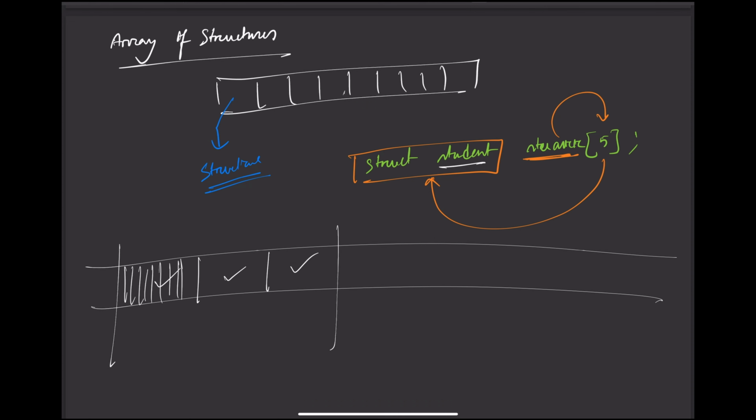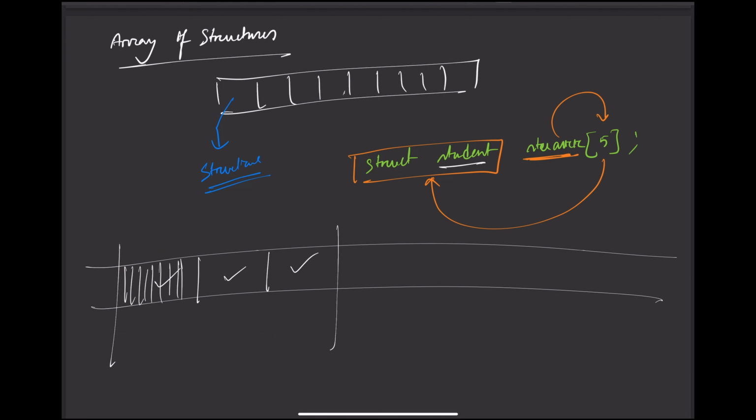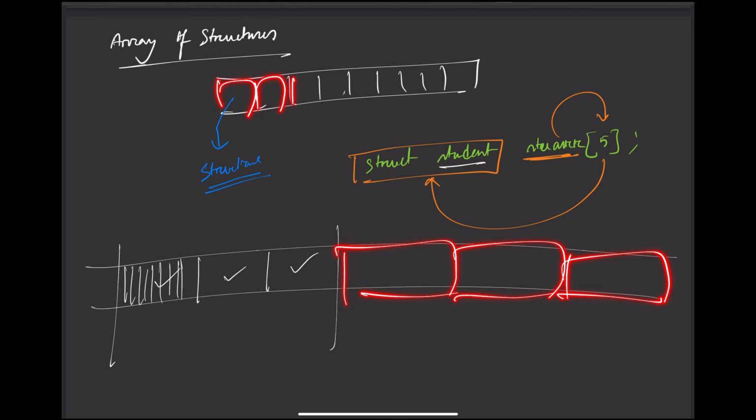But this is not the actual layout. We'll talk about memory allocation later. But you can say that this entire part will be a structure. How it is stored inside this part is a separate topic, so leave it for now. But imagine this is the name, this is the marks, and this is the roll number, for example. This is the structure, and all the structures will be in contiguous memory locations like this, and that's how the array of structures is built up.